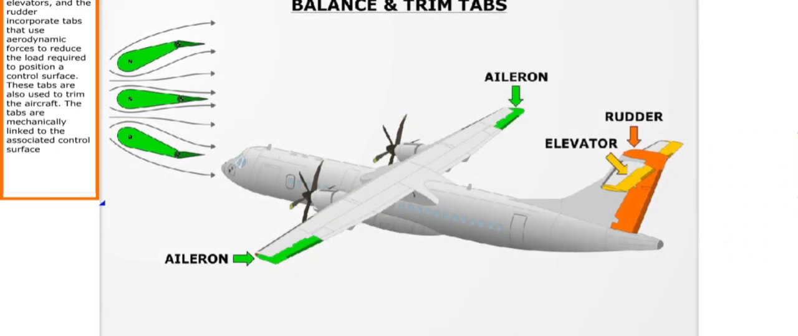The ailerons, elevators, and the rudder incorporate tabs that use aerodynamic forces to reduce the load required to position a control surface. These tabs are also used to trim the aircraft. The tabs are mechanically linked to the associated control surface.